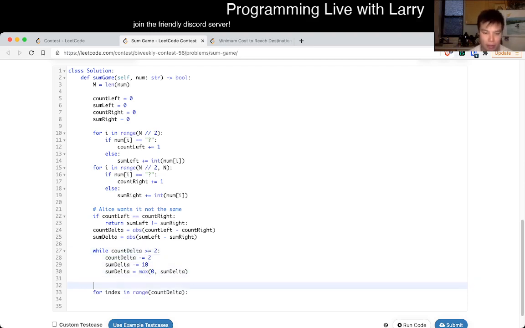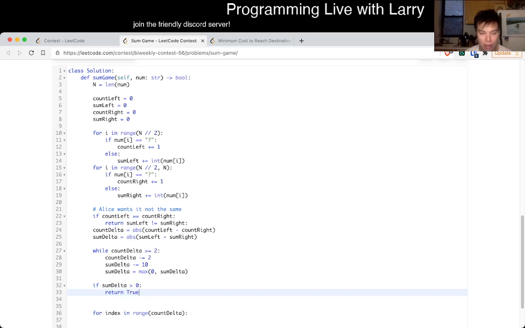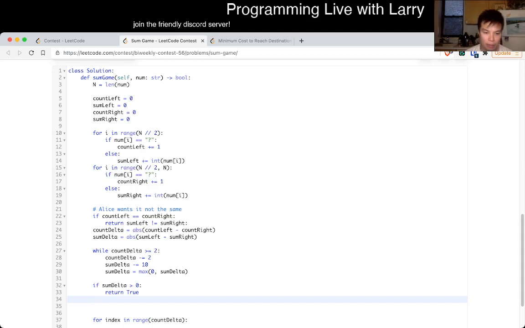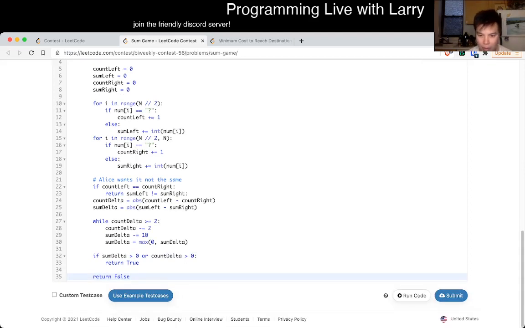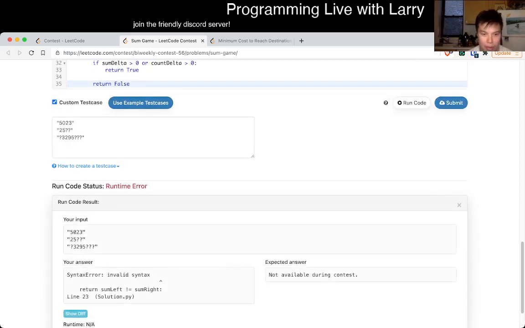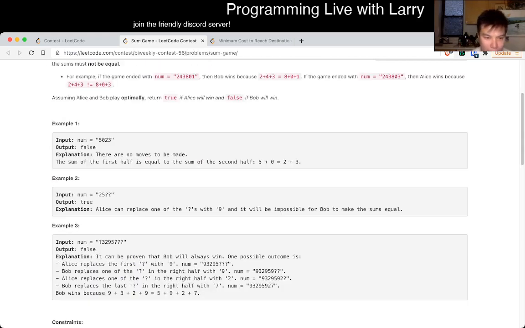They say they could catch up 5 at a time for every 2 numbers. And it doesn't really matter what you do. Okay. And then if sum delta is greater than 0, return true, you win. Otherwise, return false, something like that. I don't know if this is right. I have to figure it out. False, false, false seems a little bit wrong.